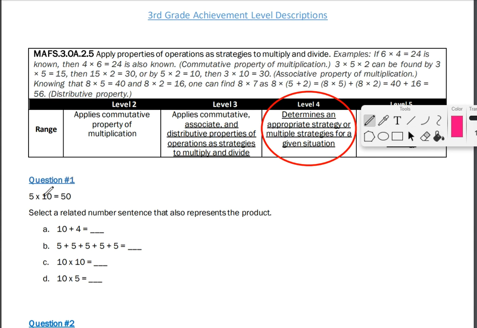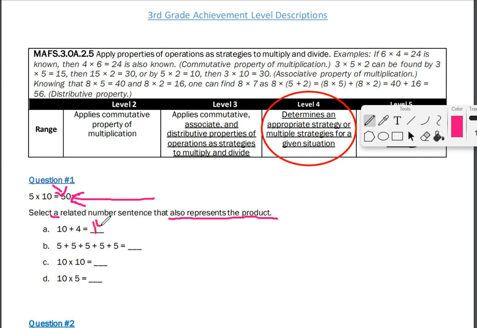It says 5 times 10 is 50. Okay, yeah, that's legit. Select a related number sentence that also represents the product. All right, also represents the product. If I have forgotten what the product is, that sentence is like gibberish. Luckily, I remember the product is the answer to a multiplication problem. Therefore, the product is 50. I'm looking for things that equal 50. Now, I also noticed it said select A, so I'm only going to have one answer.